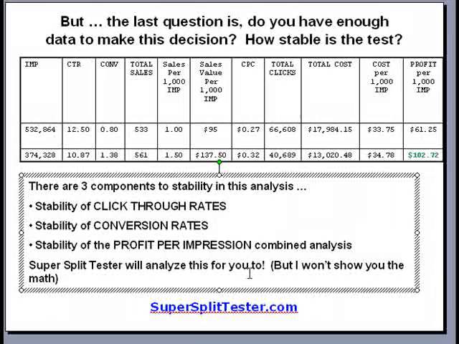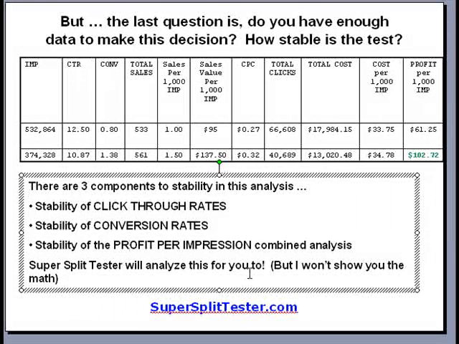Just like you need 30 clicks to make a decision about the difference between click-through rates, you also need a certain number of sales to make a decision about the difference between sales. And you need for both those comparisons, the sales and the clicks, to be stable before you can make a decision about profit per impressions.